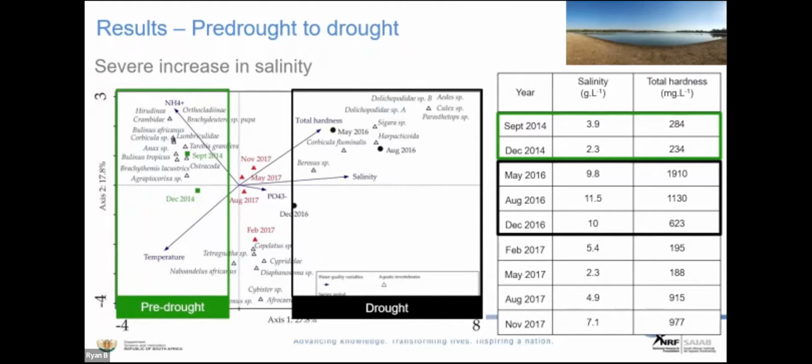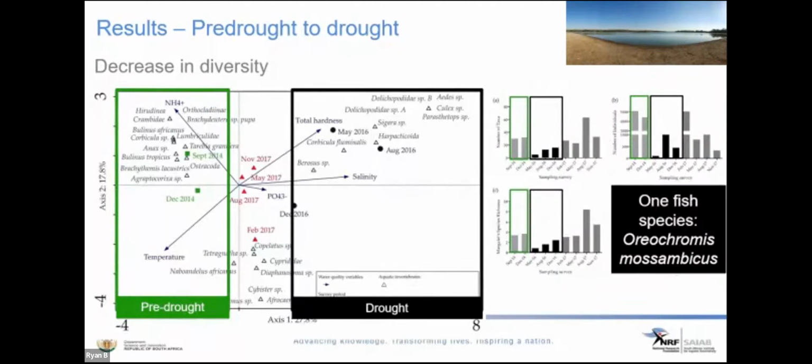First, there was a severe increase in salinity from the pre-drought to the drought, increasing from about 4 grams per litre during the pre-drought to more than 10 grams per litre during the drought. At the same time, we saw a great decline in aquatic invertebrate diversity during this period. Aquatic invertebrate diversity went down by almost half, from 42 taxa to 23. As part of the larger project, we also monitored the fish populations of the lake and found that only one species of fish was able to survive during the severe drought, and that was Oreochromis mozambicus, the Mozambique tilapia.